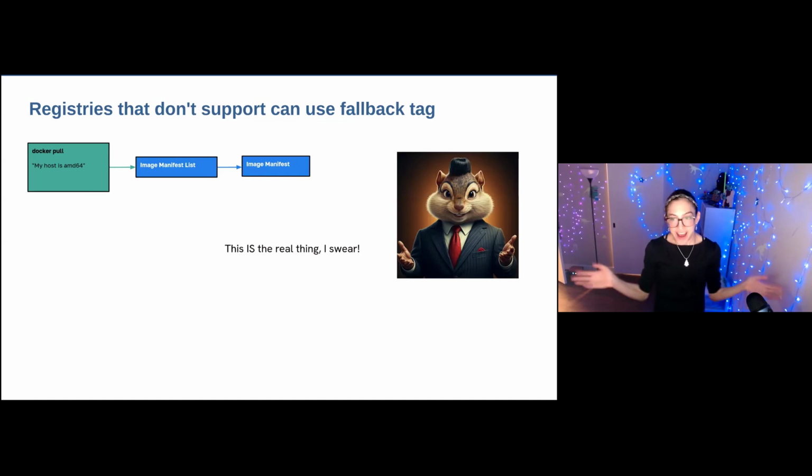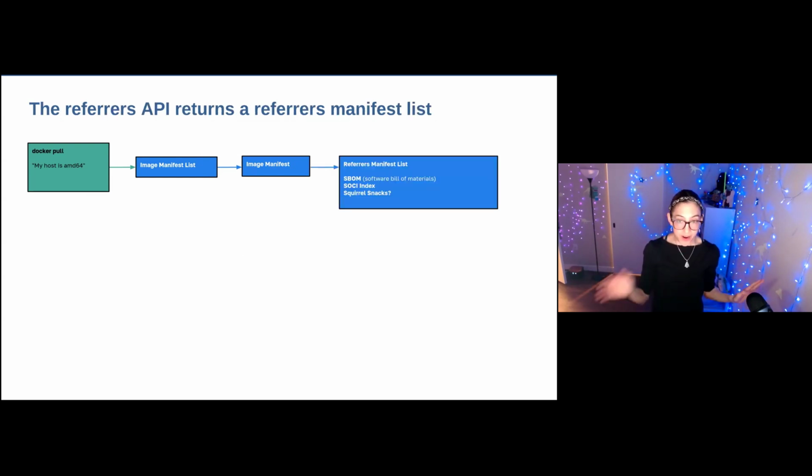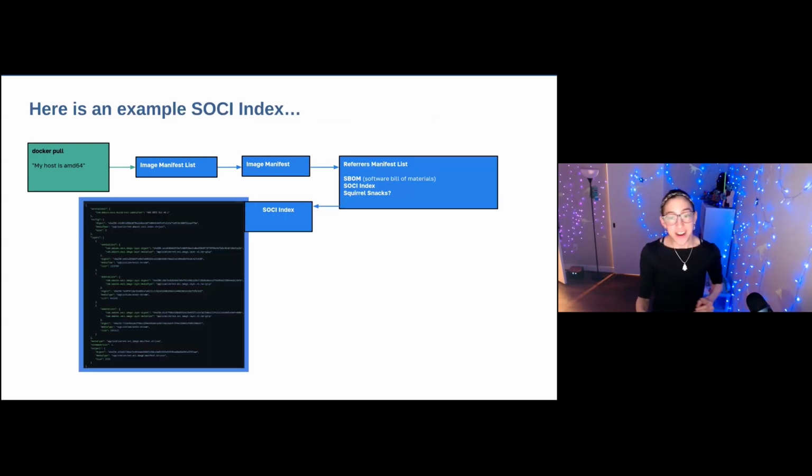Then, yeah, it's a little bit janky. This is the Jankmeister fake hair squirrel. He thinks he's telling us it's a real thing. We know it's not. That's fine. So however you happen to do it, you get back a refers manifest list, which might have the software bill of materials, the SOCI index, squirrel snacks. But after seeing this guy, I feel like we're definitely going to find some squirrel snacks in there.